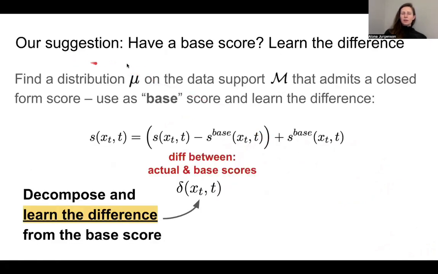This is the key slide, basically. What we are suggesting is that if you have a base score analytically, then just learn the difference. So what we're offering is to really find a distribution for which you can actually derive the analytical base score, and then learn the difference between the score and this actual base score. So this is actually a decomposition of the score function into the difference and the base score. And so we're suggesting to learn this delta.